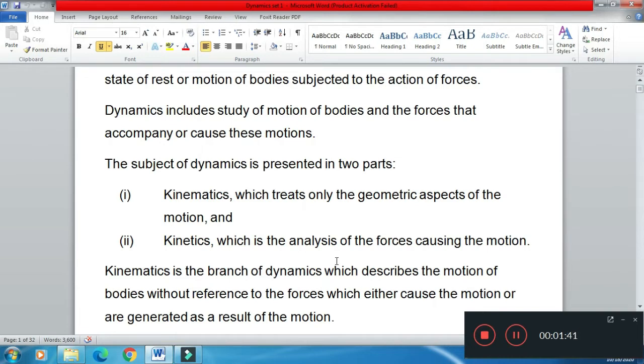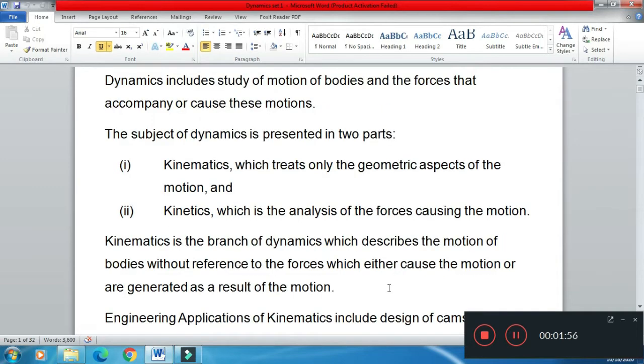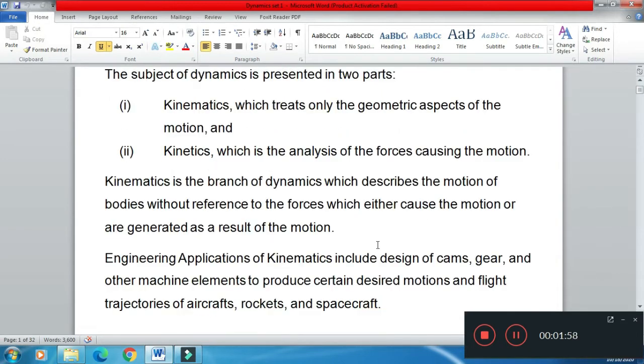On the other hand, the kinetics is the study which includes the forces. It calculates the forces or moments which are creating the motion of the object. So kinematics is the branch of dynamics which describes the motion of the bodies without reference to the forces which are creating the motion.